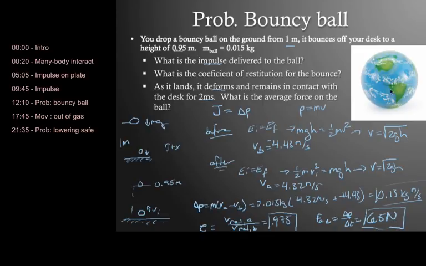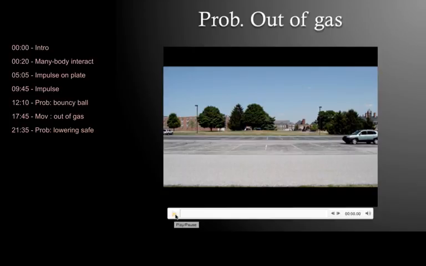So you could work that out. That means that for this 2 milliseconds, the ball felt like it weighed 7 kilograms, basically. But only for a very short amount of time. So the desk delivered the 65 newtons of force on average during that 2 milliseconds to the ball in order to change its velocity from this minus 4.43 to this plus 4.32. Let's watch a video.